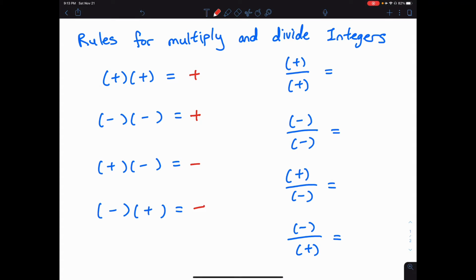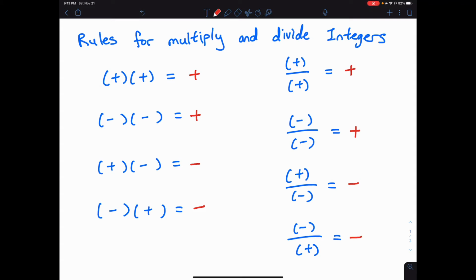With dividing, it's actually the exact same rule. The rule was if the signs were the same, then we always get positive. So if they're both pluses, we get plus. If they're both minuses, we get plus. If they're different, then we always get a minus. So this ends up being negative, and again, minus and plus gives us negative.